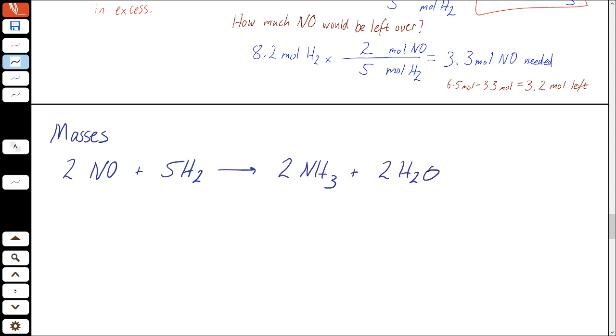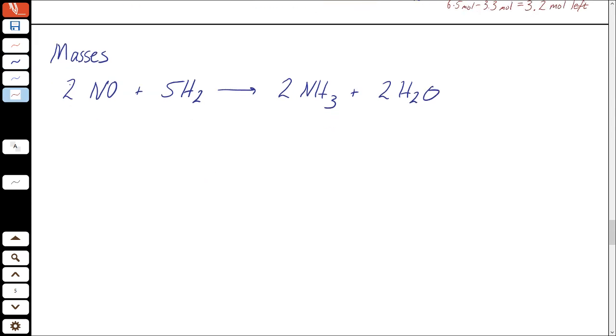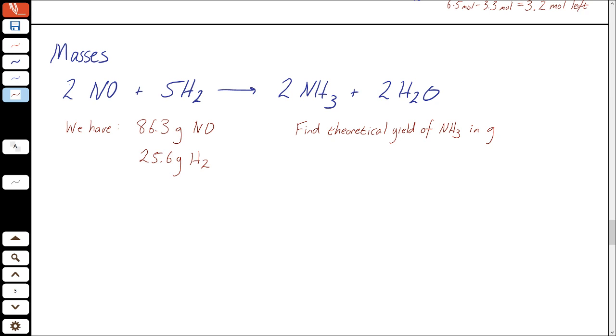Okay. So now the quantities I'm going to give you are going to be in grams instead of moles. All right, so same question. Find the theoretical yield. But this time we also want the theoretical yield in grams, because when we actually do the reaction in the lab, we're going to weigh out our product and see how much we've got.